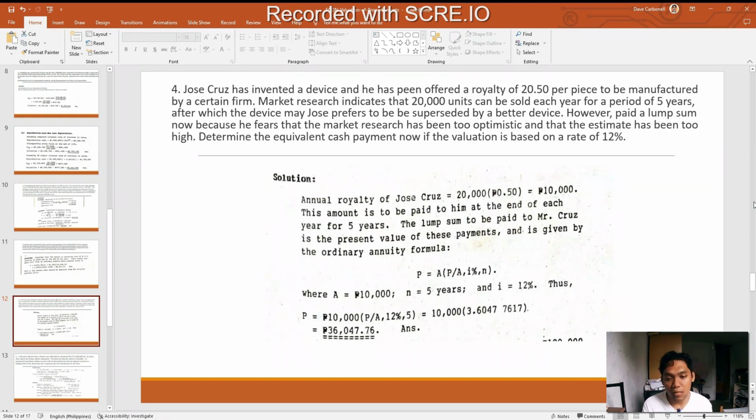Thus, plug in the values to the formula: P is equal to 10,000 times P over A, 12%, 5, which is equal to 10,000 times 3.60477617. And the answer is 36,047 pesos and 76 cents. So this is the amount to be paid to Mr. Jose Cruz.